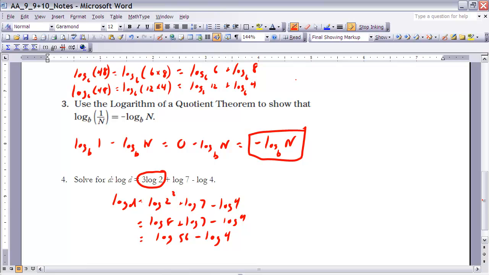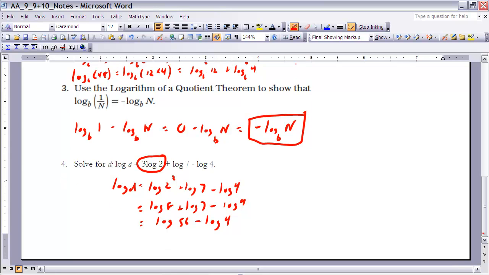And then I can use the quotient theorem on that and say that's the same as the log of 56 divided by 4, which is equal to the log of 14. So I'm saying the log of d is equal to the log of 14. Well, I know that I want to know what d is. If the log of d is equal to the log of 14, d must be equal to 14.